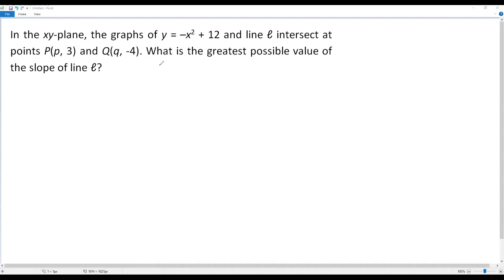Okay, since this is the digital SAT, we can go to the Desmos graphing calculator and get the graph of the equation y equals negative x squared plus 12. Once we get the graph, we can plot these 2 points, P and Q. Then we can get possible graphs for line L. Once we get possible graphs for line L, we will be able to get the greatest possible value of the slope of line L. Okay, now let's go to Desmos.